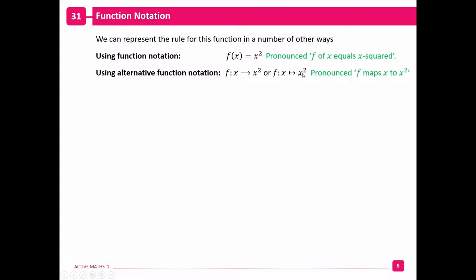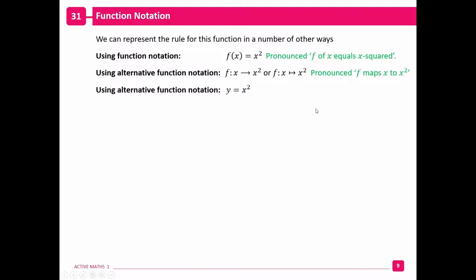So our inputs will be squared. And we would read either of these two as f, the name of the function, maps, so the arrows refer to maps as opposed to being equals. It maps x, our input, to x squared. So both of these two, they look slightly different, they read the same, and they mean the exact same thing as our first function notation example.